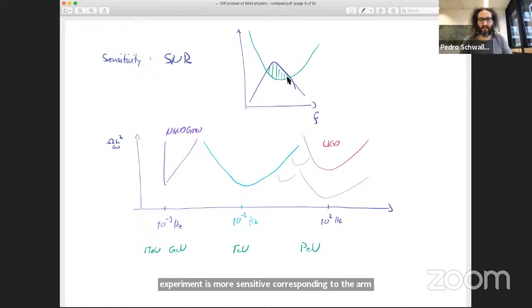So whether or not a signal is detectable, in particular such a stochastic signal as you get from primordial sources, depends on whether you have sufficient overlap of the predicted signal with the sensitivity of the experiment. This is what is called the signal to noise ratio, and it's essentially computed like this. You do this integral. If you have a model, you predict your amplitude of the gravitational wave signal, and then you check the sensitivity curve for a given gravitational wave experiment, and you can compute the signal to noise ratio.